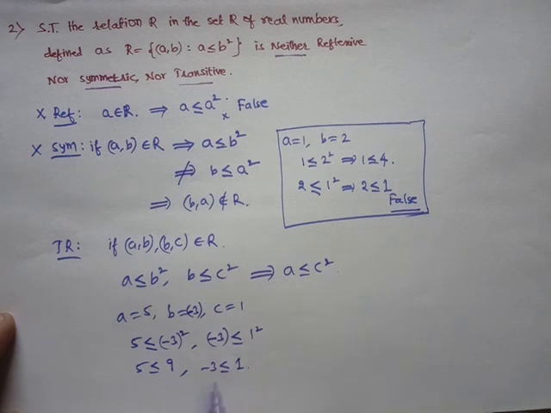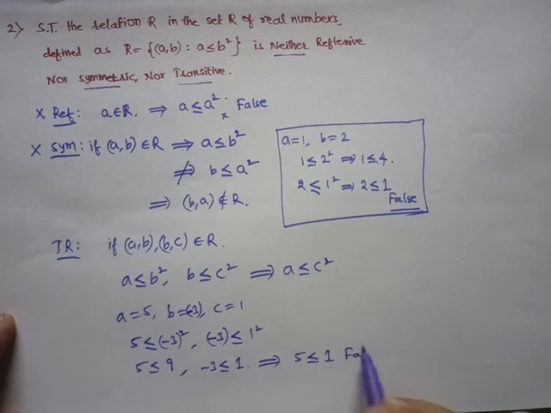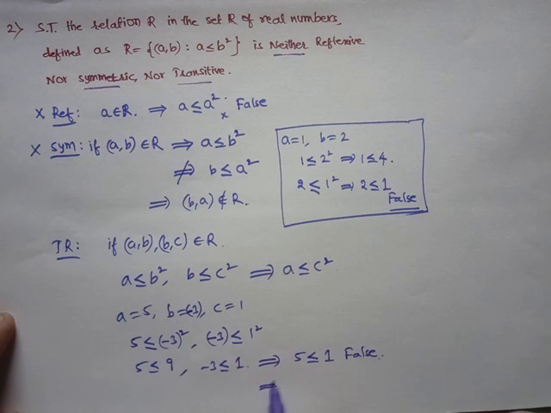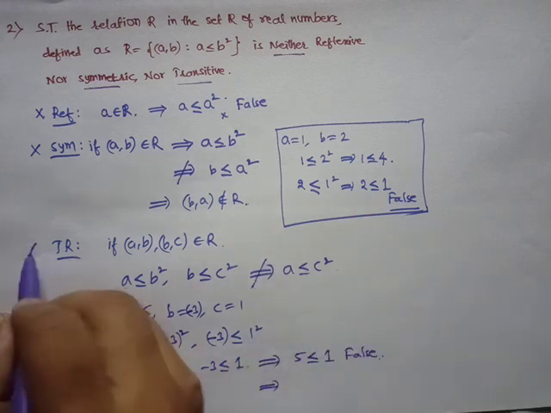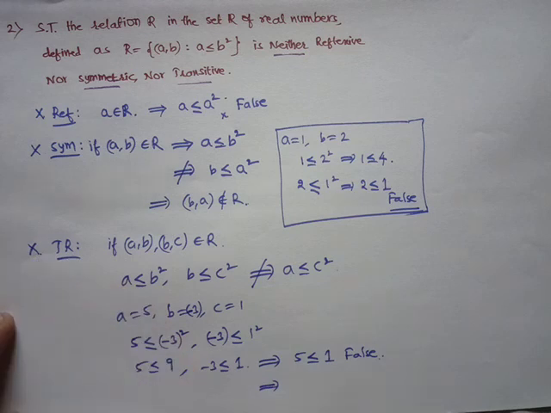Now by taking up these two, can I say a less than or equal to b, b less than or equal to c, a less than or equal to c? So 5 less than or equal to 1 is a false condition. It is not right. So this implies a less than or equal to b square, b less than or equal to c square, we cannot say a less than or equal to c square. So it is failing the condition for the transitive also.